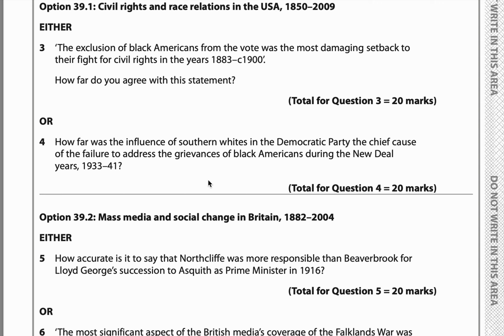So let's get going with the plan for these questions. The first thing we will do is highlight the key terms. So the first question is: the exclusion of Black Americans from the vote was the most damaging setback to their fight for civil rights in the years 1883 to circa 1900. So the factor we've been given is the exclusion of Black Americans from the vote. This is a kind of obstacles question, because we're talking about the most damaging setback to their fight for civil rights, and it's covering the whole period of topic 2, 1883 to 1900.